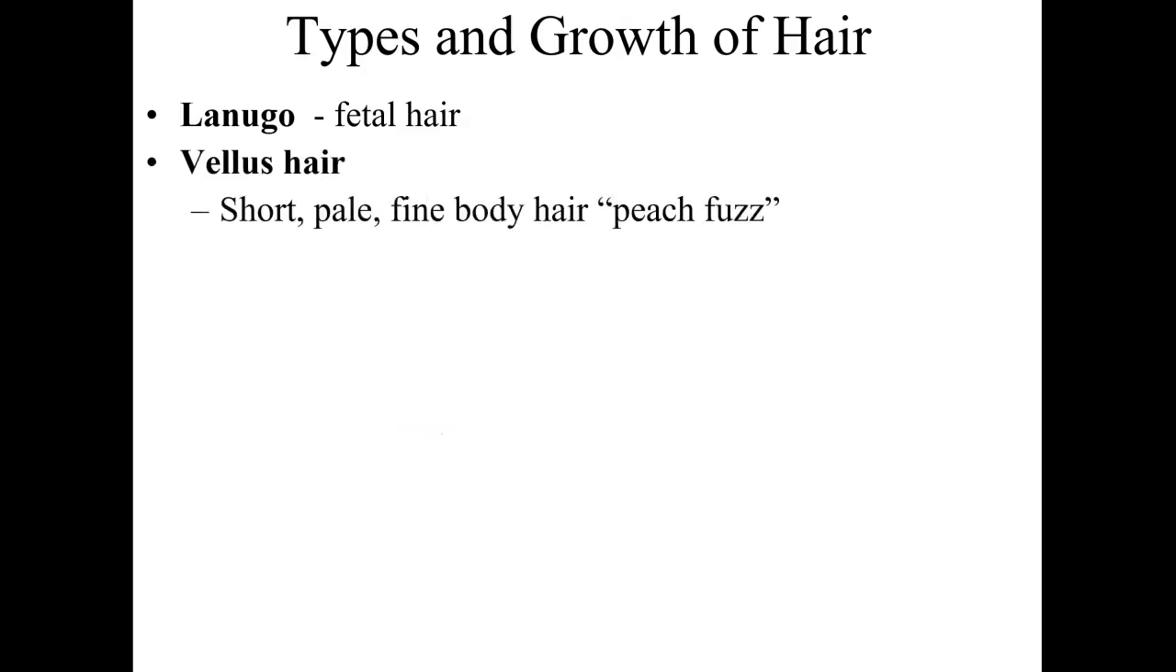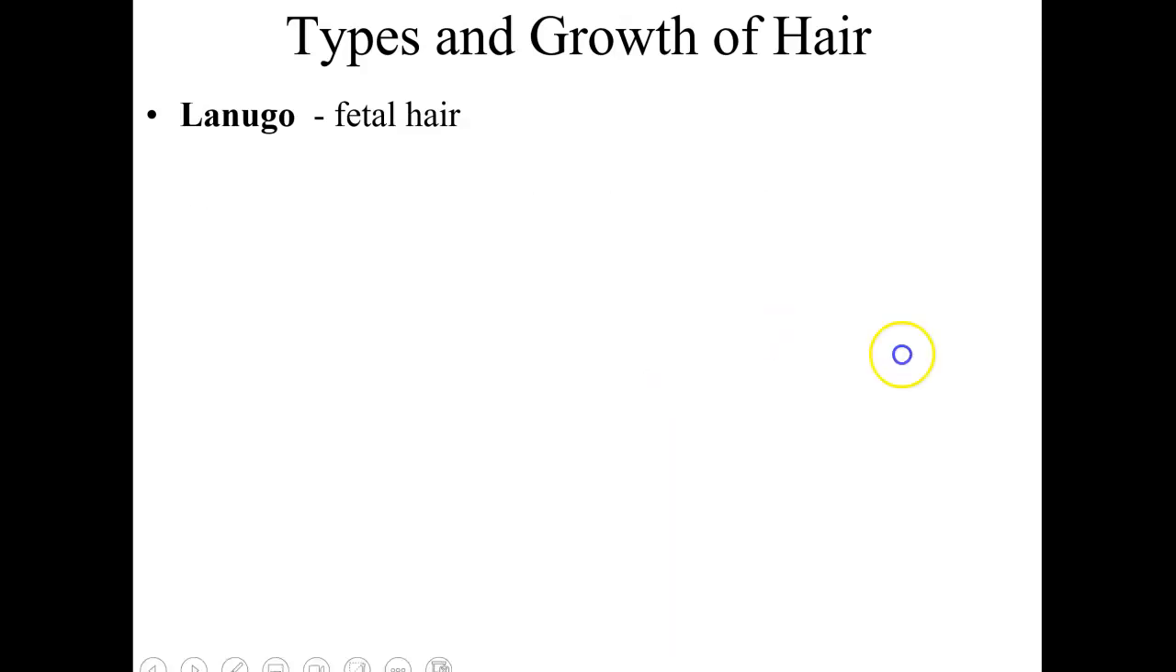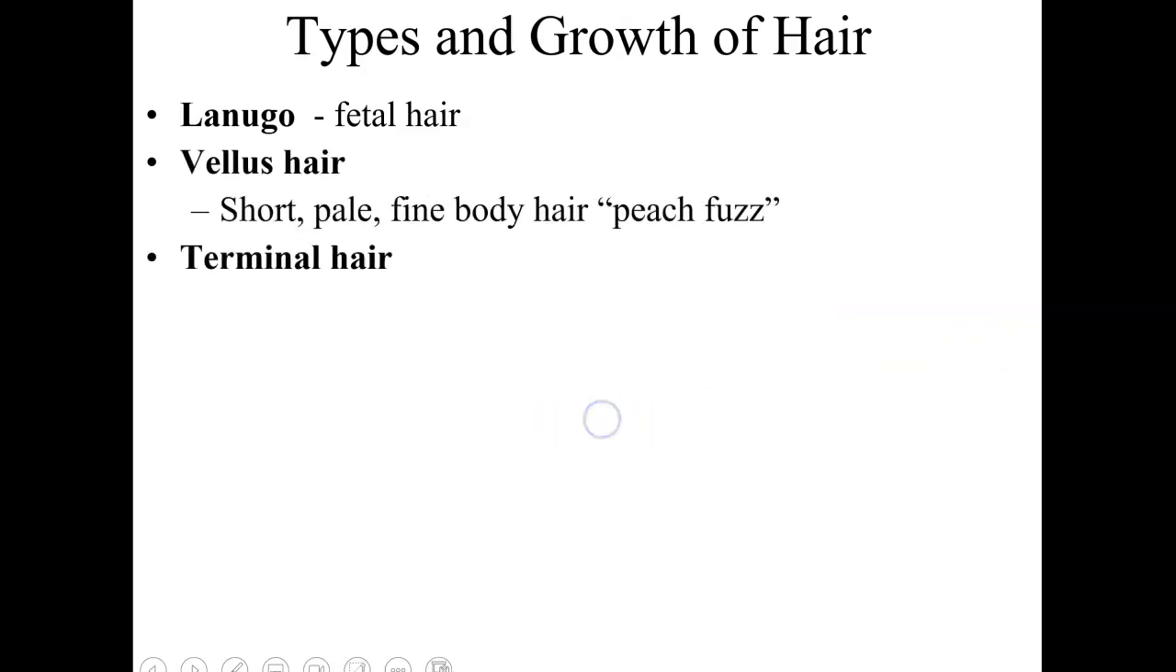Vellus hair is going to be short, pale, fine body hair. You find this all over everybody, girls and boys. Lots of times it's referred to as peach fuzz. So if you look at your arms, you might see the vellus hair on your arms. You might have it on your face.